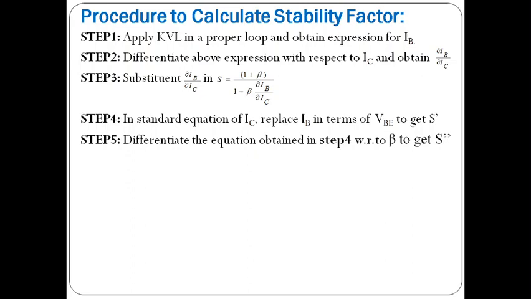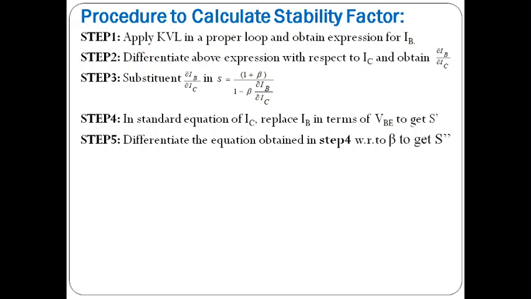To calculate the stability factor, either it is S or S dash or S double dash, first we need to apply the proper loop KVL and obtain the expression for the IB value. Then we need to differentiate with respect to IC. We will get ∂IB/∂IC, which will be substituted in the formula S equals (1 plus beta)/(1 minus beta ∂IB/∂IC). So by substituting here, you will get the S value.